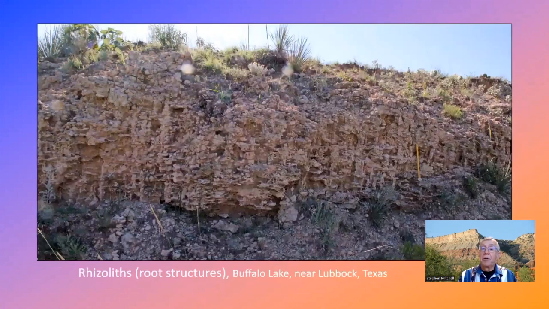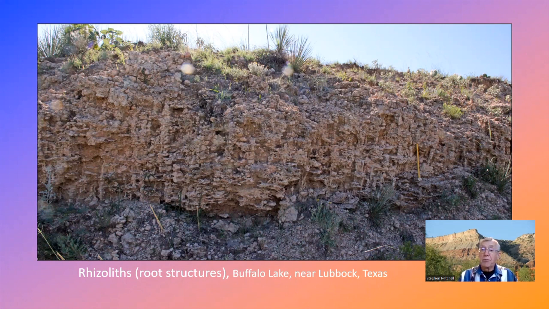So this is a picture near Buffalo Lake, near Lubbock. And you can see a lot of white layers of caliche that have been moved down into the rock, mixing in this way. Those I'd interpret as rhizoliths, root structures that developed in this area from ancient roots, with calcium concentrating around those.